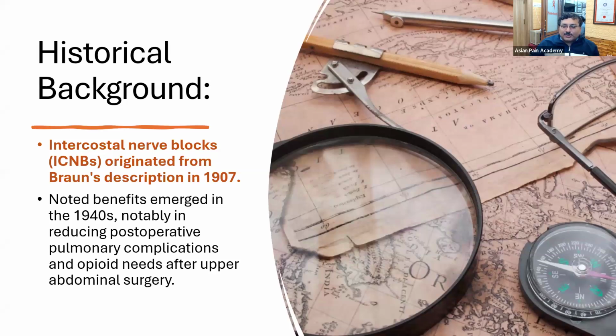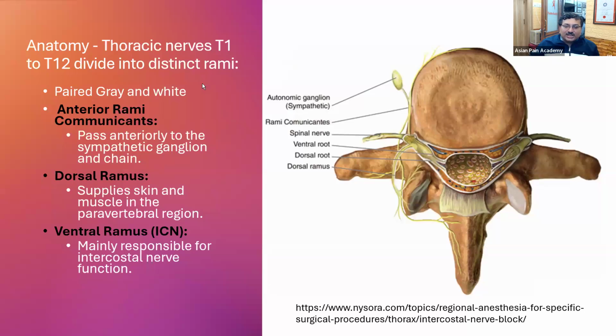Remember, the intercostal nerve block is a quite old block. It was originally described first in 1907 and its use started mostly from the 1940s, definitely usually for the initial thoracic injuries. Then it was extended for the chronic pain conditions as well.